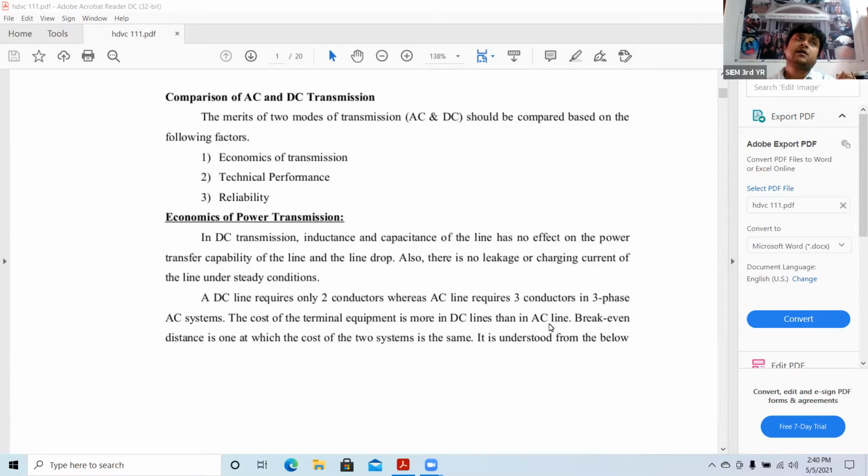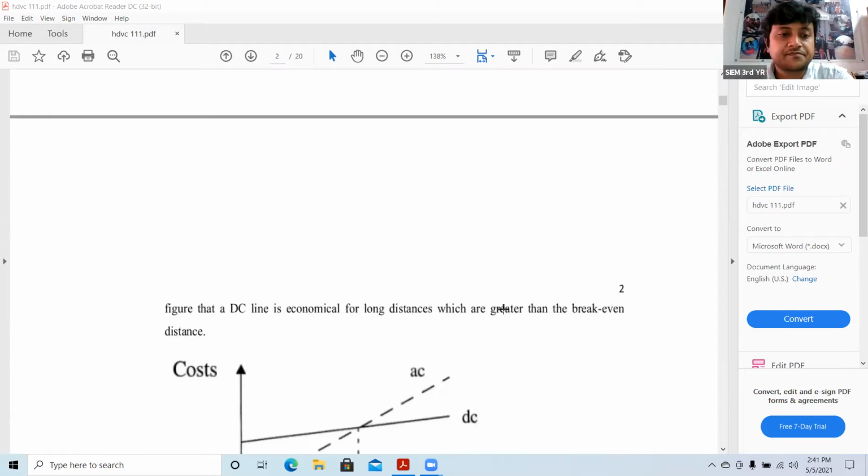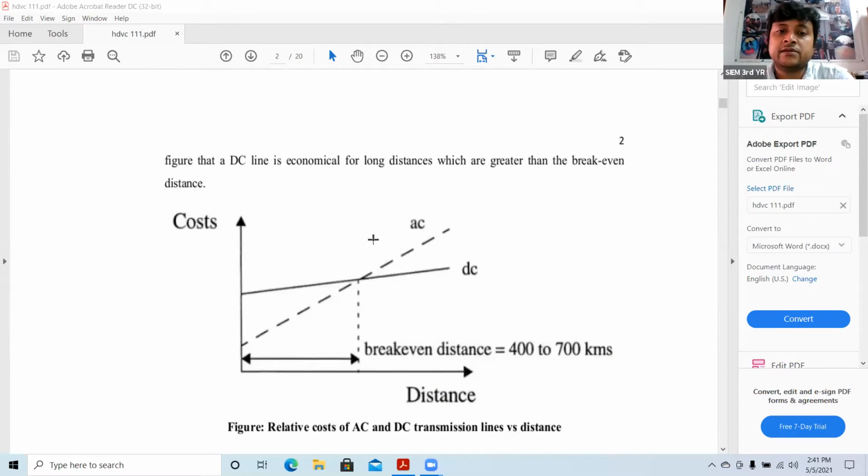As I discussed in the earlier slides, in a DC system you have two conductors only, and in an AC system you have at least a 3-phase 3-wire system or a 3-phase 4-wire system. The cost of the terminal equipment is more in a DC line than in an AC line. Break-even distance is the one at which the cost of the two systems is the same. It is understood from the figure below. See, this figure we have already drawn.